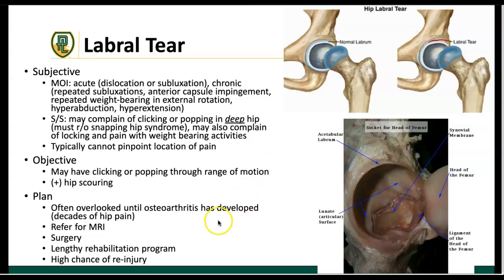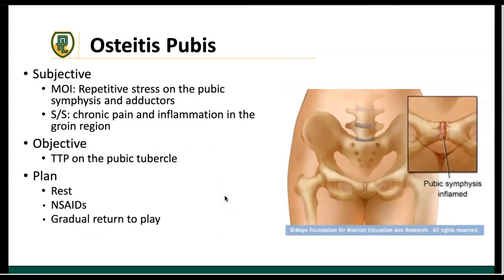And it is a lengthy rehab program, anywhere from 8 months to a year to recover, with an increased risk for re-injury because most of these patients are in high impact sports and because the hip is just a mobile structure. Next, we have osteitis pubis.